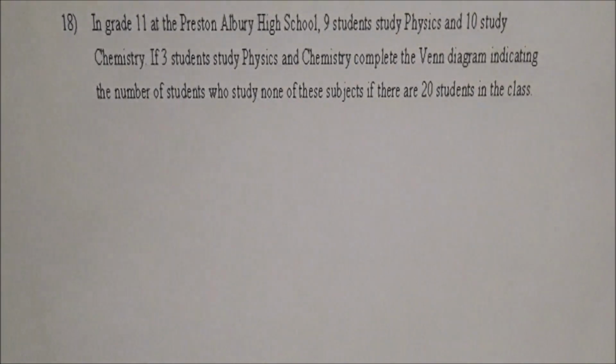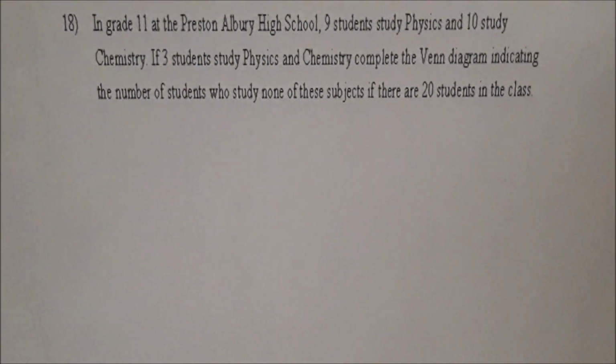Go ahead, read it. In grade 11 at the Preston Albury High School, 9 students study physics and 10 study chemistry. If 3 students study physics and chemistry, complete the Venn diagram indicating the number of students who study none of these subjects if there are 20 students in the class. Very good. Now you're going to have to draw your Venn diagram first. Go ahead, Precious. Draw the Venn.